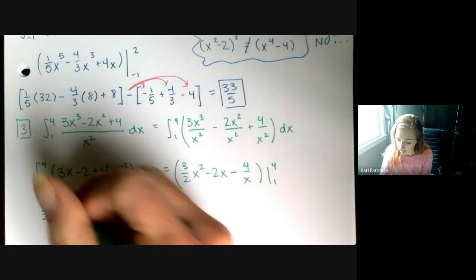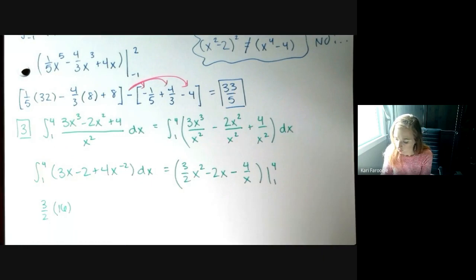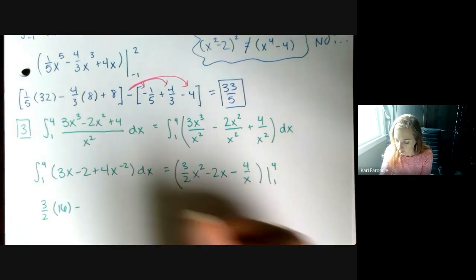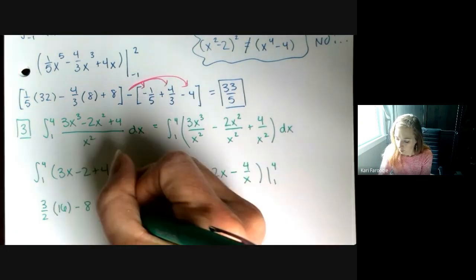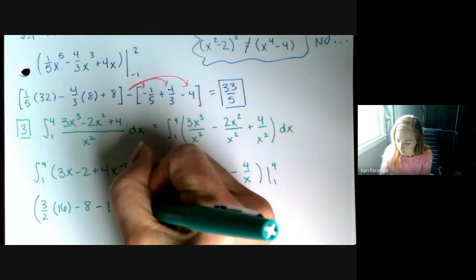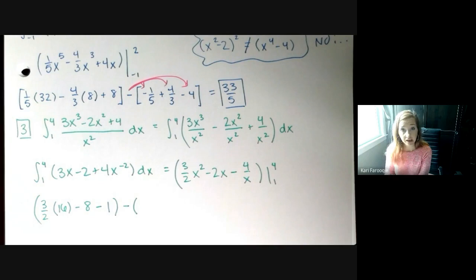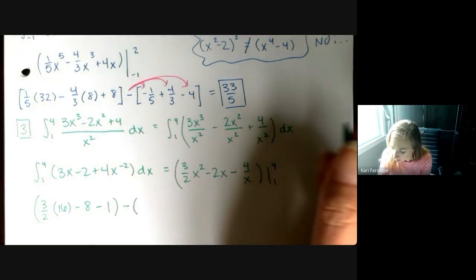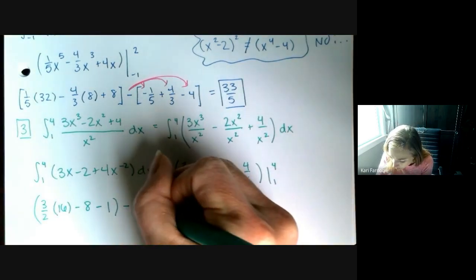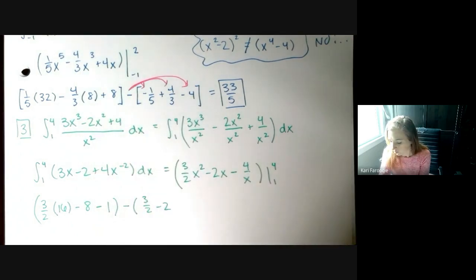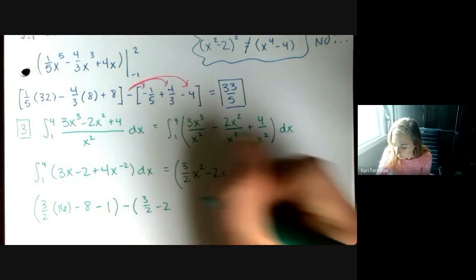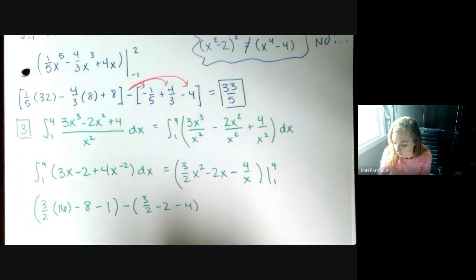So we have 3 halves times 4 squared, which is 16, minus 2 times 4 is 8, minus 4 over 4 is 1. This whole thing, and then we're going to subtract the antiderivative evaluated at 1. All right, so 1 squared is 1. 2 times 1 is still 2. It's still just a negative there. And 4 over 1 is 4.